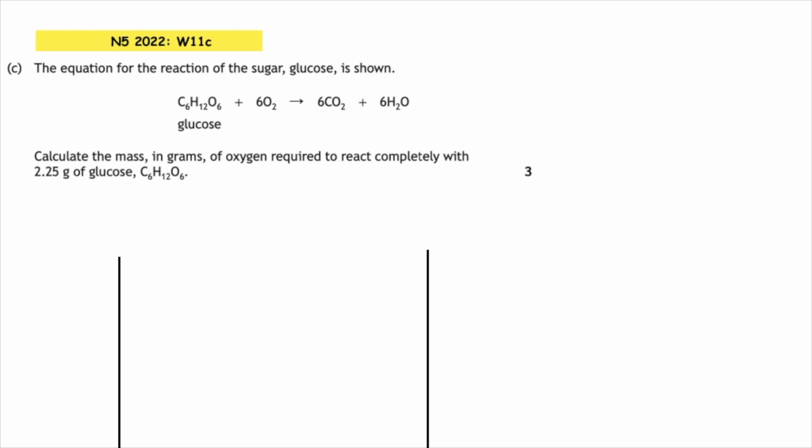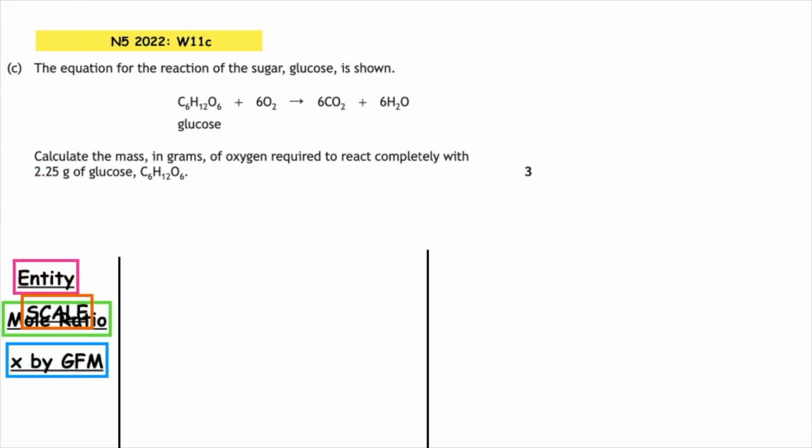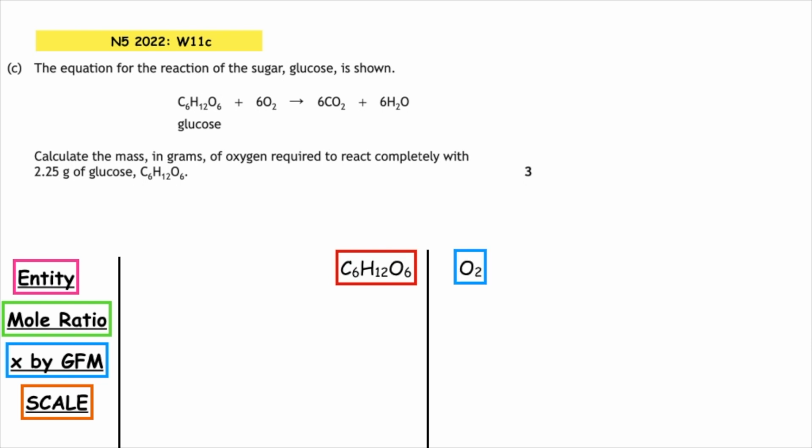Question 11c, the equation for the reaction of sugar glucose is shown, and it asks you to calculate the mass in grams of oxygen required to react completely with 2.25 grams of glucose, which has the formula C6H12O6. So the first thing you want to do is pick out your entities. So we're working with glucose and oxygen. We then take our mole ratio from the balanced chemical equation. We've got 1 mole of our glucose and we've got 6 moles of our oxygen.